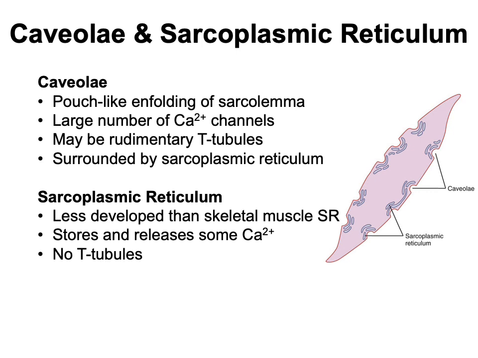The sarcoplasmic reticulum in smooth muscle is not quite as developed as it is in skeletal muscle, but it does store and release some calcium, the same function as in skeletal muscle. However, there are no T-tubules running through the sarcoplasmic reticulum in smooth muscle.